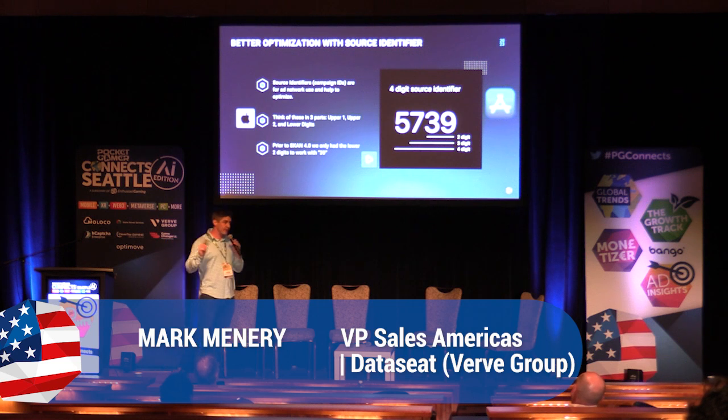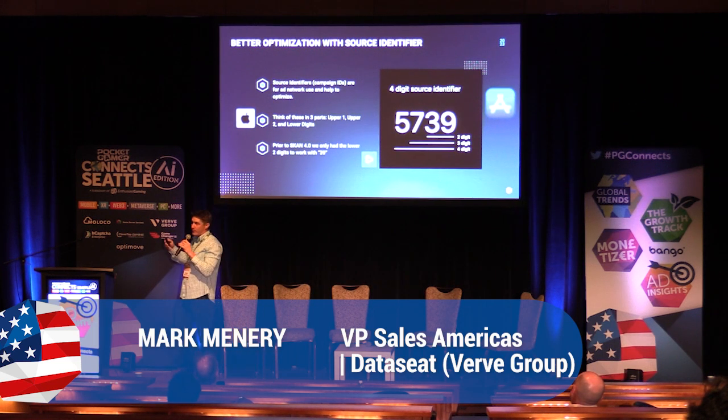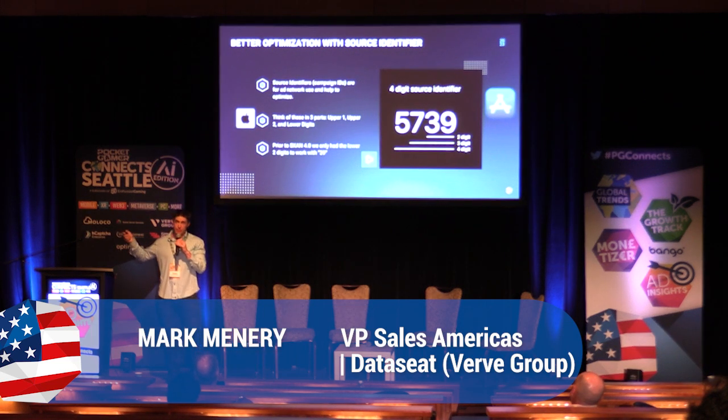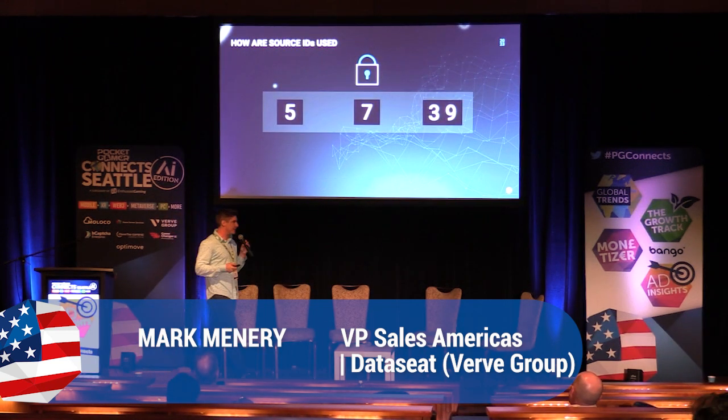So prior to SKAN 4.0, we only had the lower digits to work with. We only had that 39. So SKAN 4.0, we got upper digit 1 and upper digit 2 in order to help us optimize. But what are these and how do we use them and all that good stuff?